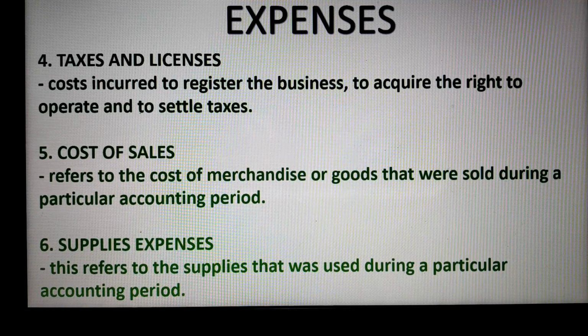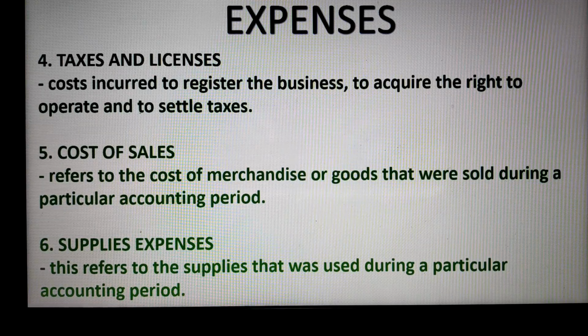Number 5, cost of sales refers to the cost of merchandise or goods that were sold during the particular accounting period. So, ginagamit niya siya sa mga merchandising businesses ang cost of sales. Number 6, supplies expenses. This refers to the supplies that were used during a particular accounting period. So, sa atong current assets naa tay account title nga unused supplies or supplies. So naa din siya tie up sa expenses nga supplies expense, which is diri nimo gina-record katong mga nagamit na nimo nga supplies at the end of the accounting period.